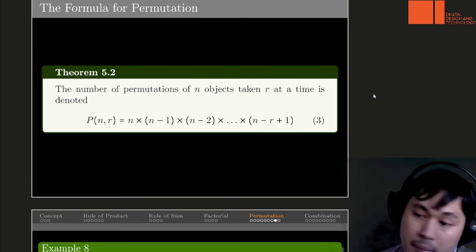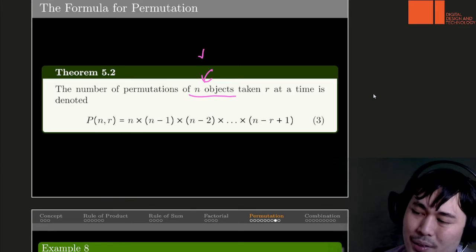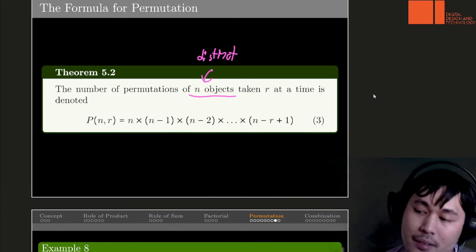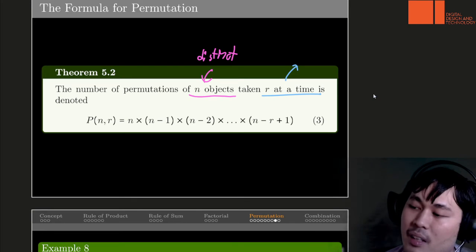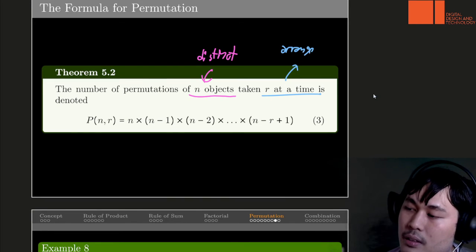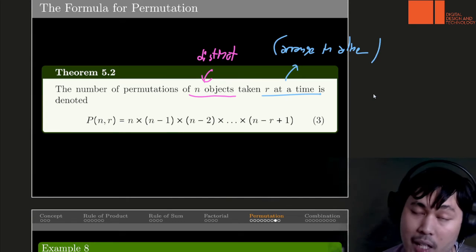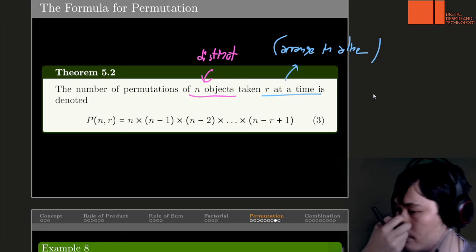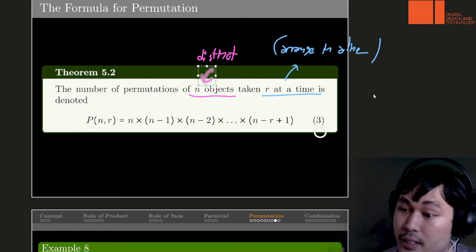So the number of permutations of n objects. I should also add distinct, but I assume they are distinct. Distinct objects taken r at a time. You can think of them as you arrange in a line. So that means you care about order. You take the first, second, third, fourth. The order matters. And the answer is this formula.